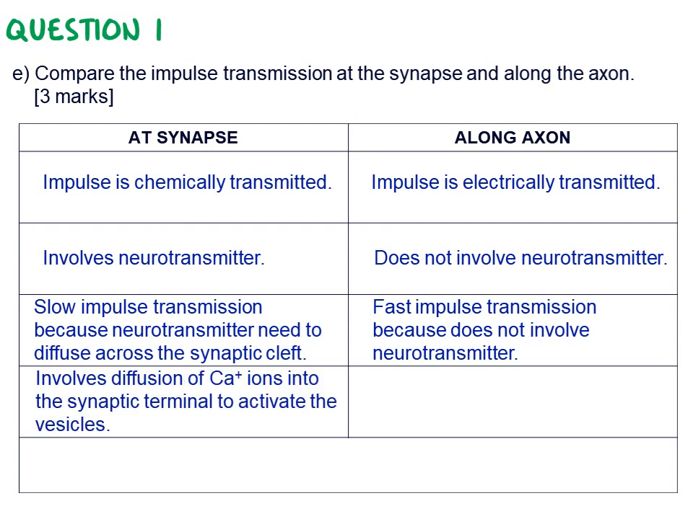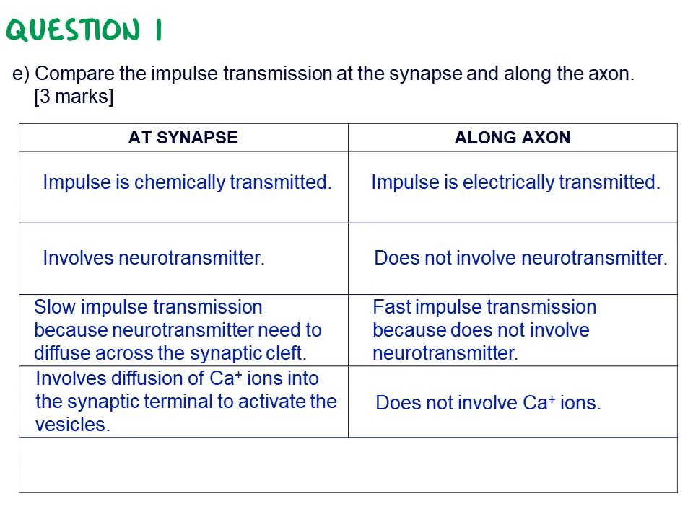Okay, we have another choice. At synapse involves diffusion of calcium ions into synaptic terminal to activate vesicles, while along the axon does not involve calcium ion, because there are no vesicles found along the axon. Jadi kalau nak jawab at synapse involve diffusion of calcium ions, while along axon does not involve the diffusion of calcium ion pun diterima.